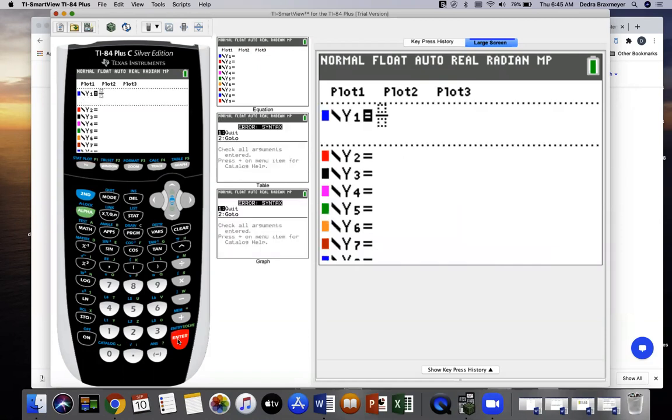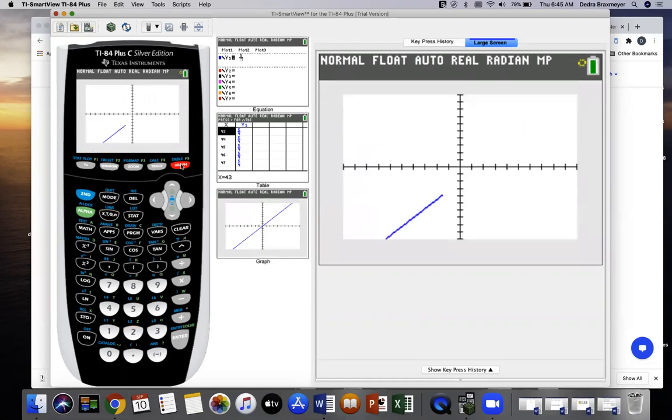The first equation solved to be 5/4 x minus 2. And if I graph that, I can see an equation that looks like I'm hoping.